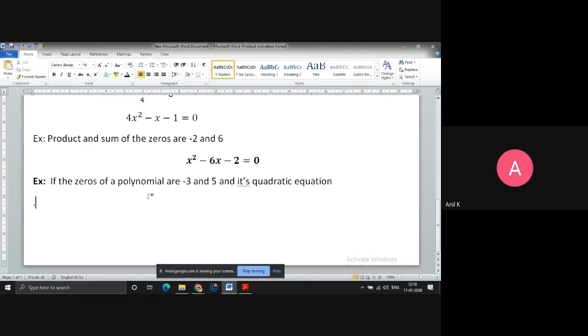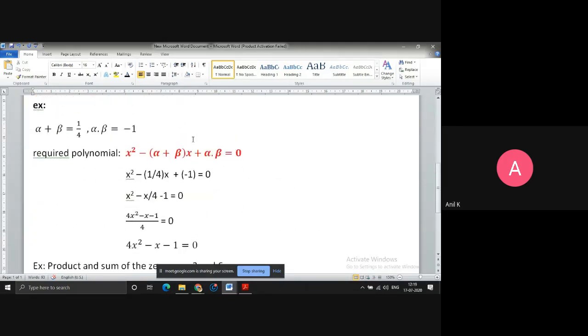Find its quadratic. Now read the question. If the zeros of a polynomial are minus 3 and 5, and find its quadratic equation. So here what is given? Zeros are given or sum and product is given? Zeros are given, right? Okay. Minus 3 is one zero and 5 is another zero. So if zeros are given, but I want a quadratic equation, what is my formula? x square minus sum of the zeros into x plus product of the zeros equals to 0.